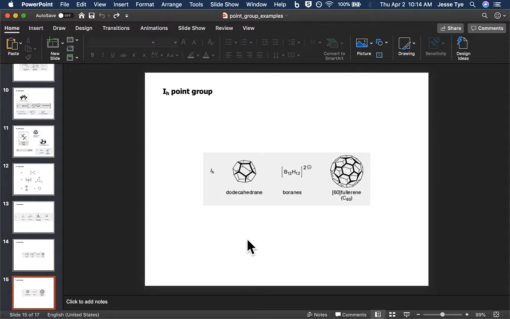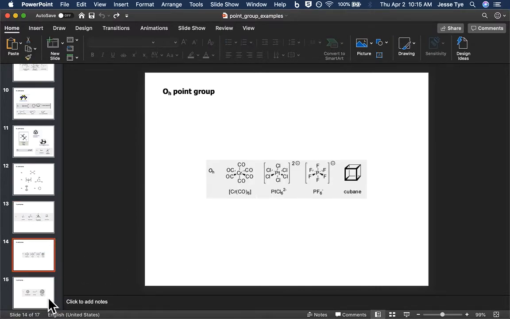And then we get into the really, really high symmetry. These are the icosahedral point groups, and the most common one that you would see is the buckyball here. The C60 fullerene has a bunch of C5 axes in it. So these last few that we talked about are really high symmetry groups.